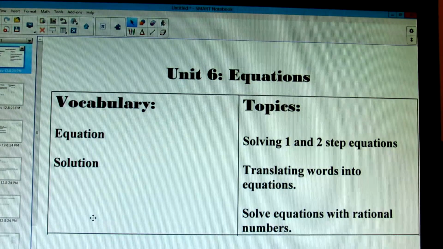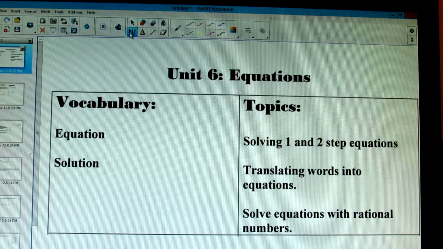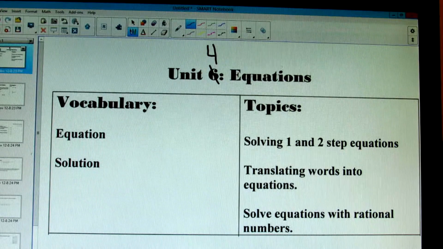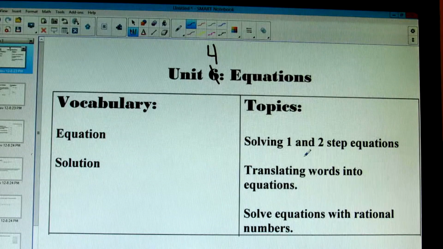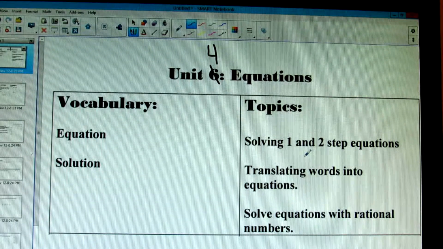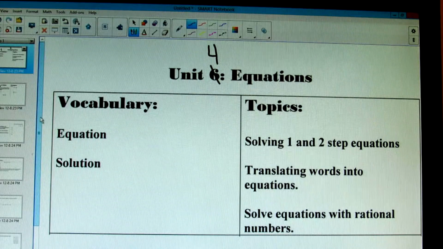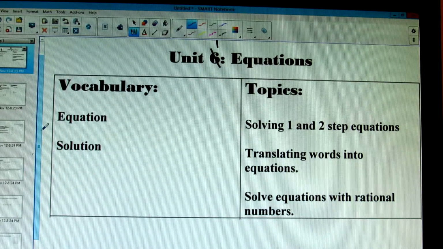We're here to talk about Unit 4, which is equations. I know it says 6 on your worksheet, but don't worry about that. It's Unit 4, equations. This is a review. So again, print out the study guide and do it along with me, or try some of the questions and come back and see if your answers are correct.